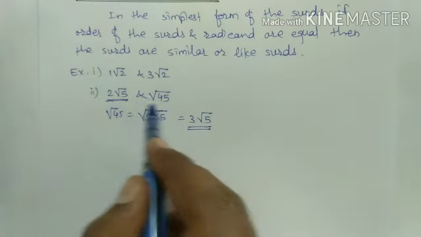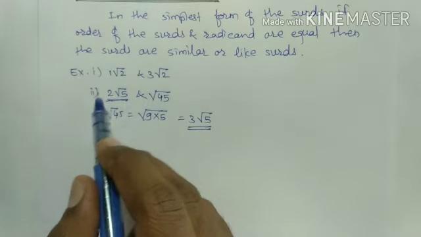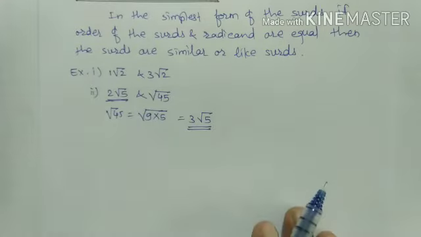And if the radicand is the same but the order is different, here it is 2 and here it is 3, then these are not an example of similar surds or like surds.